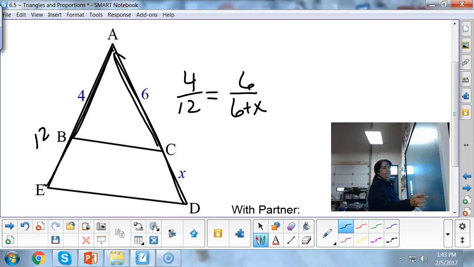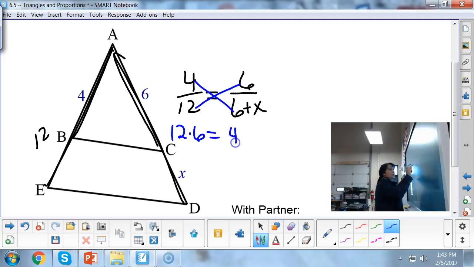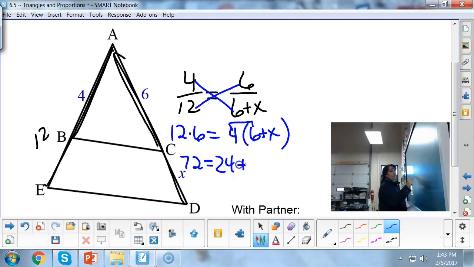So I'm going to cross multiply. I have 12 times 6 is equal to 4 times that amount. So 4 times 6 plus x. And I have to distribute that 4 to both of those. So 12 times 6 is 72 is equal to 6 times 4 plus 4 times x. Don't forget to do both of those.